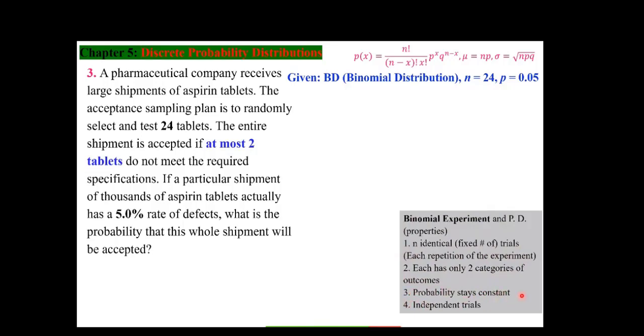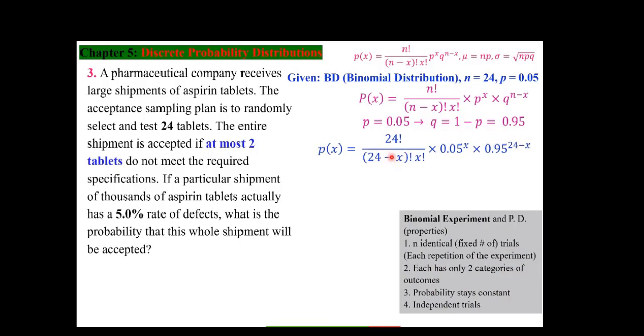trials. So with that being the case, here's the formula that we are going to use, where P is 0.05, Q is 1 minus that, 0.95, and that is the formula we're going to use by replacing the N with 24, replacing the P with 0.05, and Q with this. And now what happens? Let's go back and read. The entire shipment is accepted if at most 2 tablets do not meet.